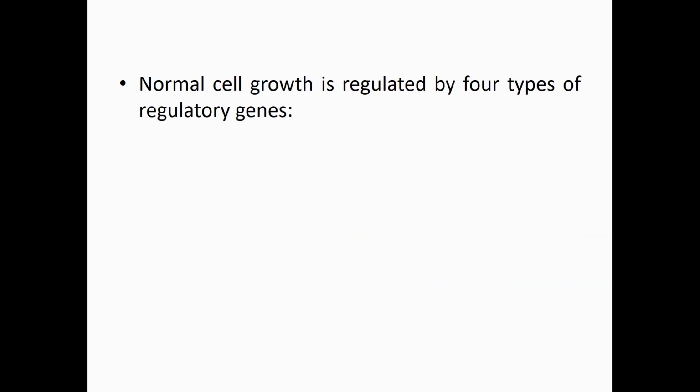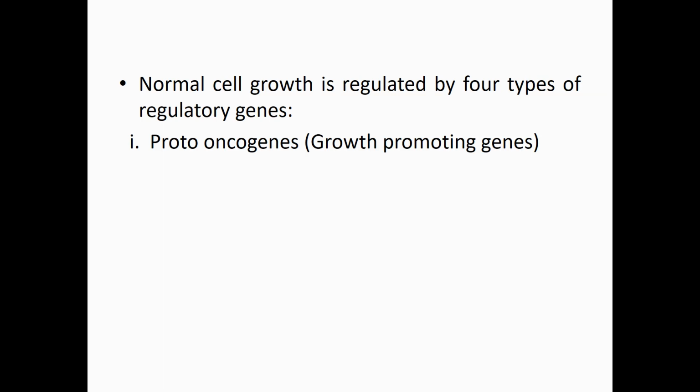Now any type of normal cell contains four different groups of genes. These genes are called regulatory genes, because they regulate cell growth or cell division. The first group of genes are the proto-oncogenes. These genes promote the growth of the cell, meaning they allow the cell to divide by production of certain growth factors or transcription factors, so that the cell can be divided into two daughter cells. So proto-oncogenes are also known as growth promoting genes.